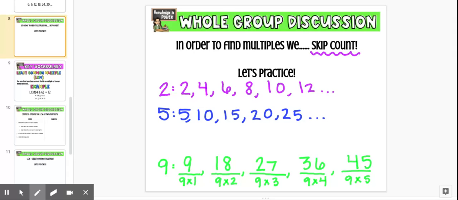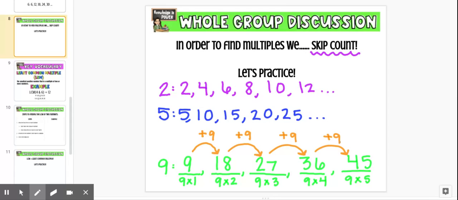Now, if you aren't super comfortable with your multiplication facts, you can always do repeated addition. So 9 plus 9 is 18, and I can keep adding 9. Now, this strategy comes in handy if you were trying to find the multiples of a big number like, let's say, 18. Then it would be easier to keep adding than to multiply, unless you really love to multiply. Either one works to find your multiples.